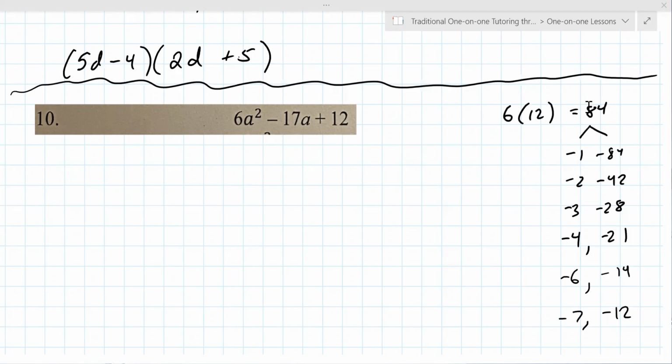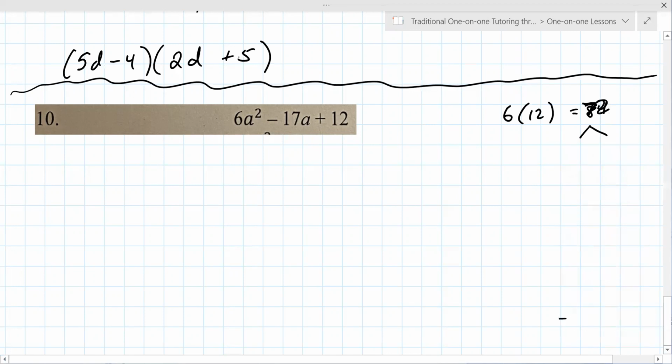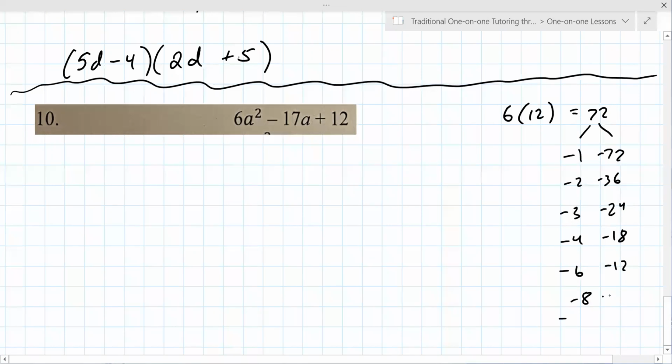Oh, I gave you the wrong numbers. These have to multiply to 72. I'm so sorry. 10 works. It's not prime. I multiplied wrong. So 72. So that's negative 1 and negative 72, I'll just write them all down. Negative 2, negative 36, negative 3, negative 24, negative 4, negative 18, negative 6, negative 12, negative 8, and negative 9. Do any of these add up to negative 17?